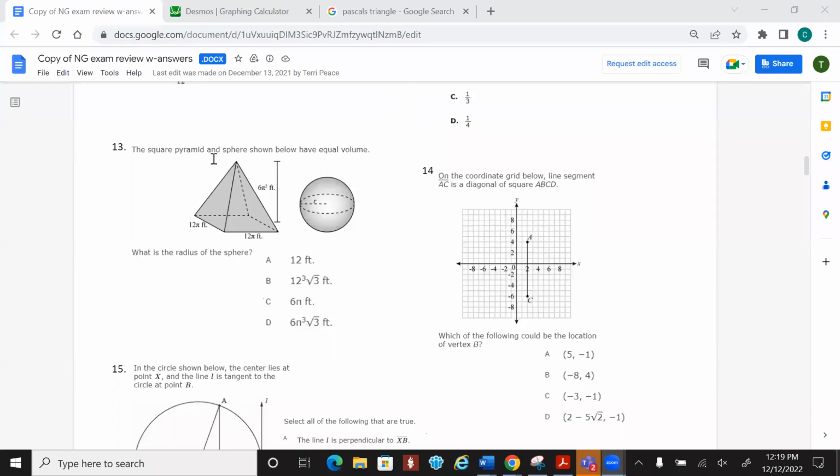So we got a square pyramid and a sphere that have the same volume. Okay, just a reminder, spheres are going to have the volume of 4/3 pi r cubed. And a square pyramid, if you look up the formula for this, it says something like a squared h divided by 3.